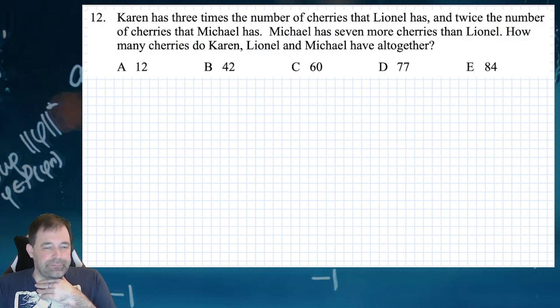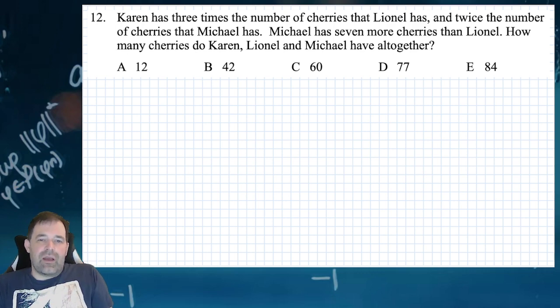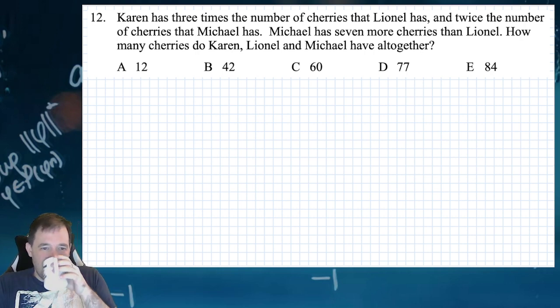Right. Karen has 3 times the number of cherries that Lionel has, and twice the number of cherries that Michael has. Just going to read that again. I'm a bit ill, so let me off. Twice the number of cherries Michael. Okay. Michael has 7 more cherries than Lionel. How many cherries do Karen, Lionel, and Michael have altogether?